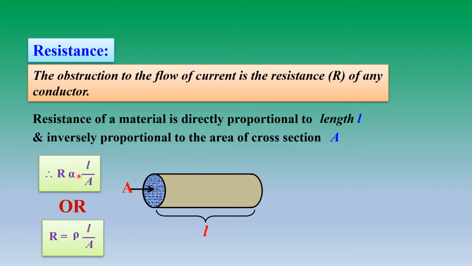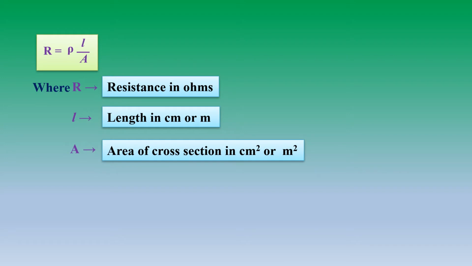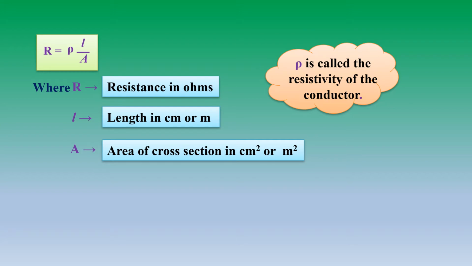This proportionality is replaced by one constant that we call rho. So R equals rho into L by A, where R is resistance in ohms, L is length of the conductor in centimeter or in meter, and A is area of cross section in centimeter square or meter square. Rho is called the resistivity of the conductor, or it is also called specific resistance.